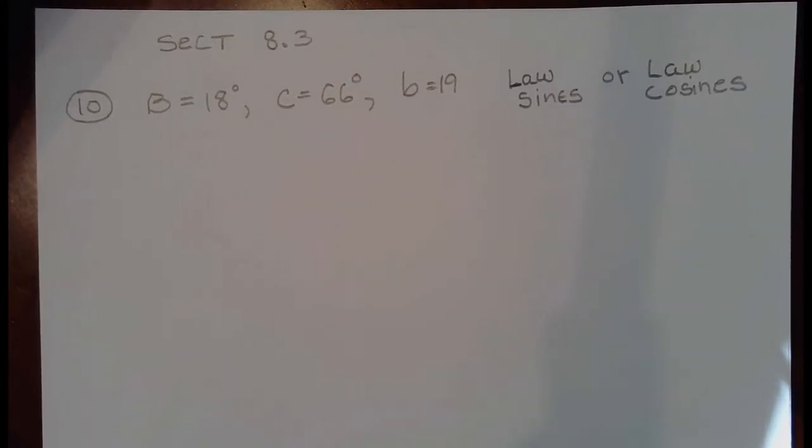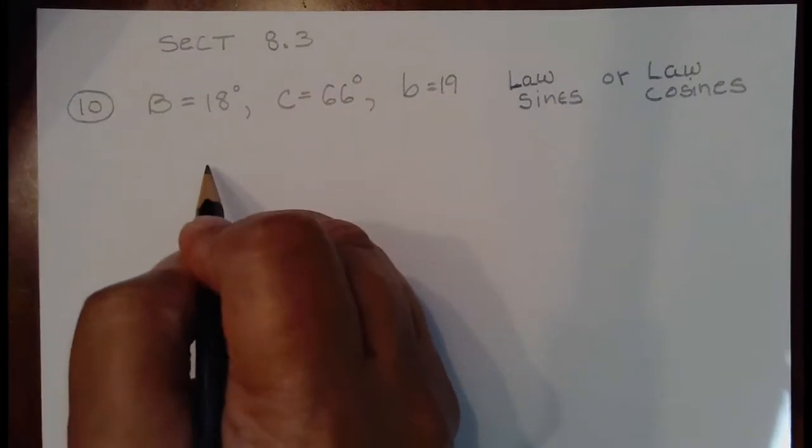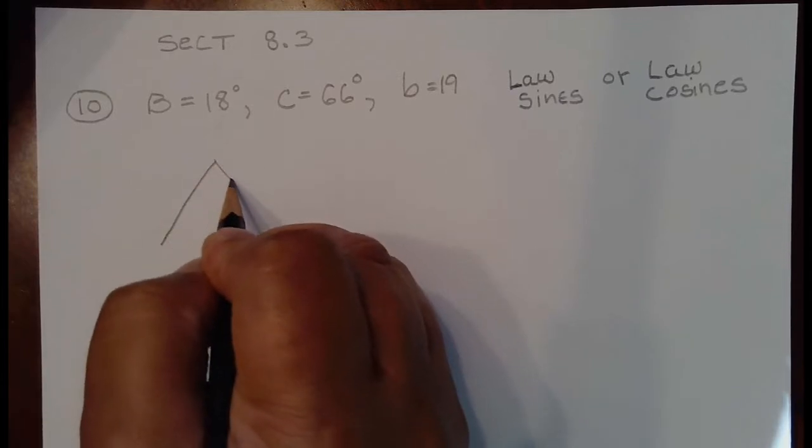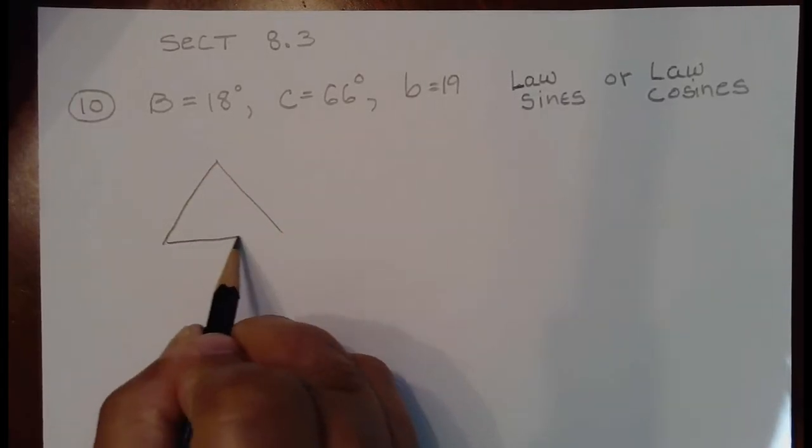Okay, this is a continuation of section 8.3. We're doing problem number 10. And in this problem, you've been given angle B, angle C, and side B. So let's decide what arrangement of information that is by drawing it.